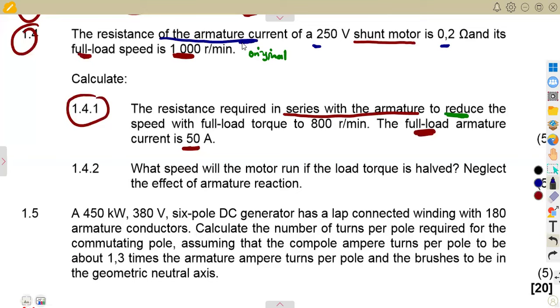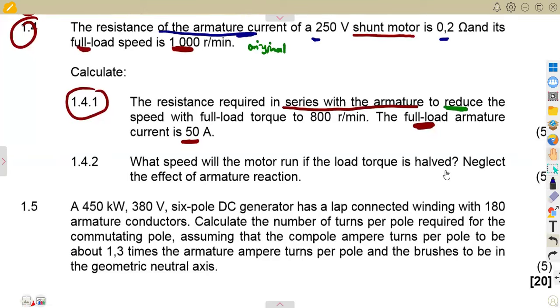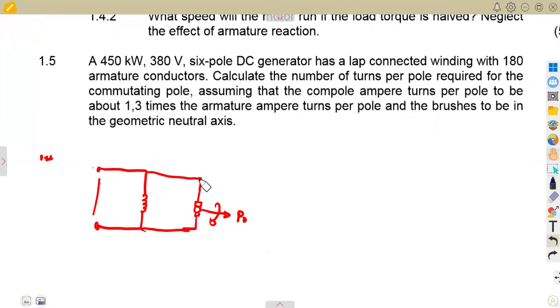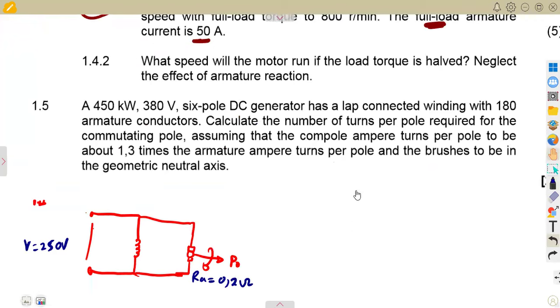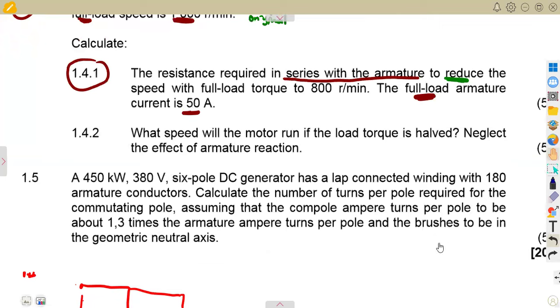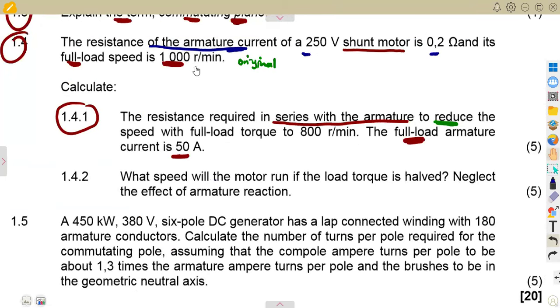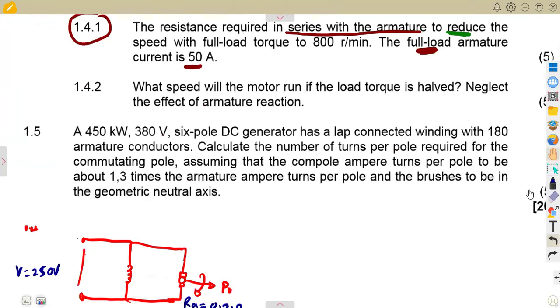So the resistance of the armature, 0.2, and for the voltage, 250. So we've got the voltage of 250 volts. The resistance of the armature, we are given this as 0.2 ohms. So this is what we have. And the speed at full load, which is 1000 revolutions per minute at full load.